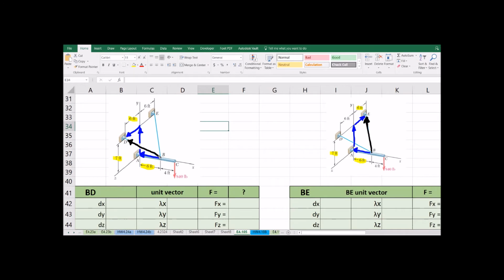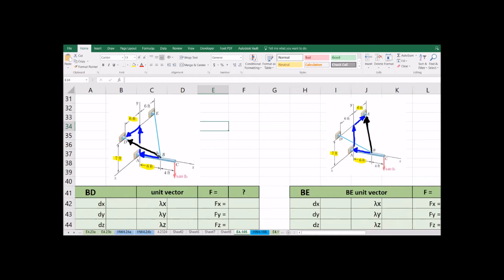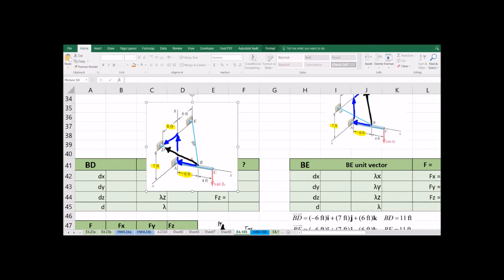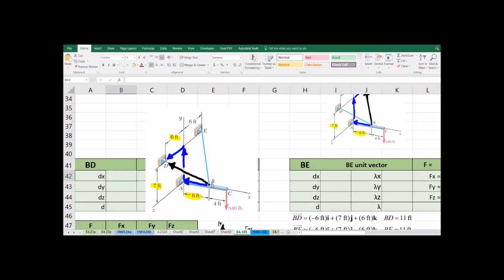Let's start with cable BD. And again, we're going from the pole. The free body diagram we drew was with respect to the pole. So we're going from the pole, and the force is pulling back and up. So here are our distances, and you're going to have to just look at the figure for those distances. So dx, we're going in the negative direction. See how that's going back from the tail to the tip of the arrow. Y is coming up 7 feet. See where that 7 feet is. DZ is forward 6 feet.